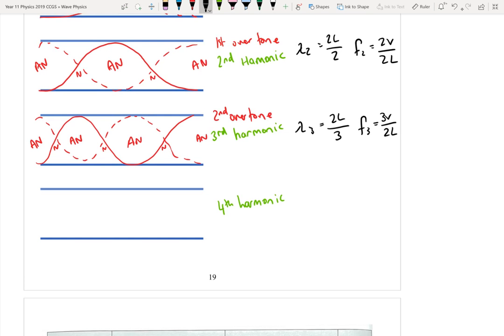And then the last one, how many antinodes are we going to fit in here?